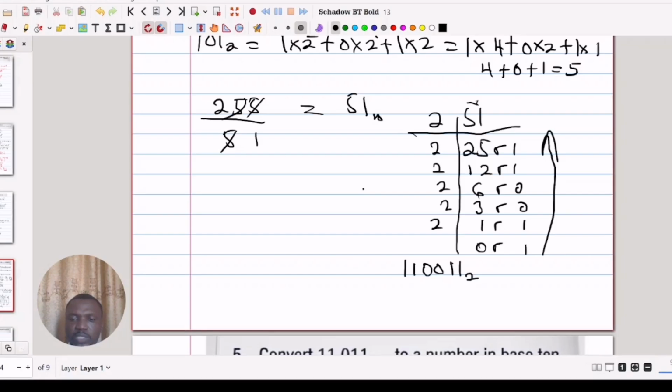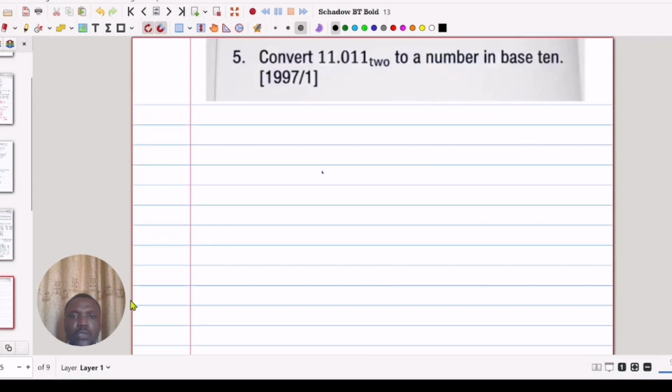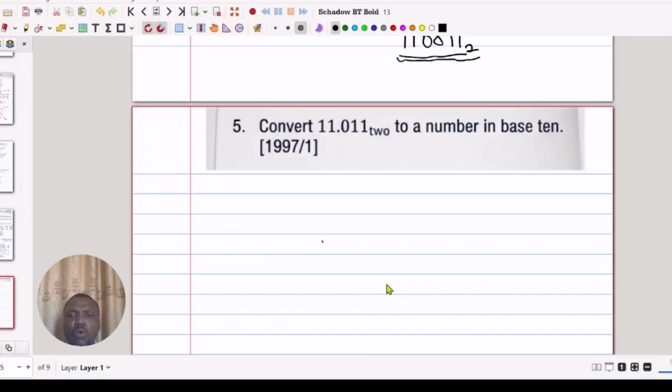So even though it is quite long, I think we will use a calculator to make it easier. So let's go to the next question. Look at this. We are to convert 11.011 base 2 to base 10.